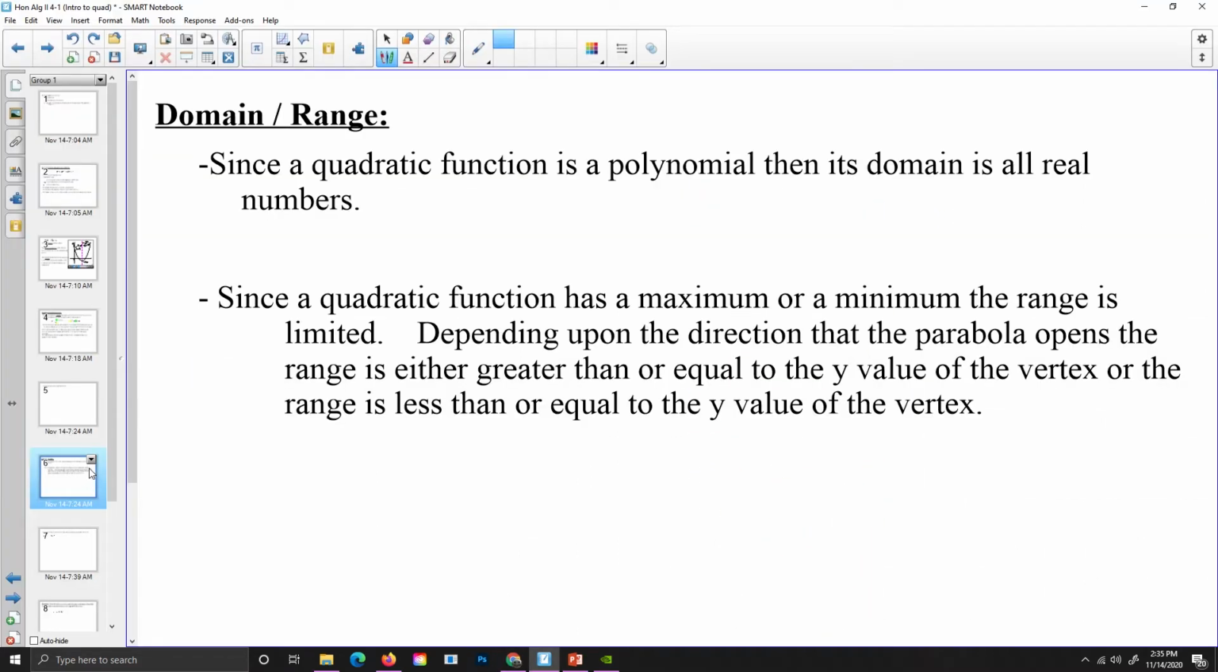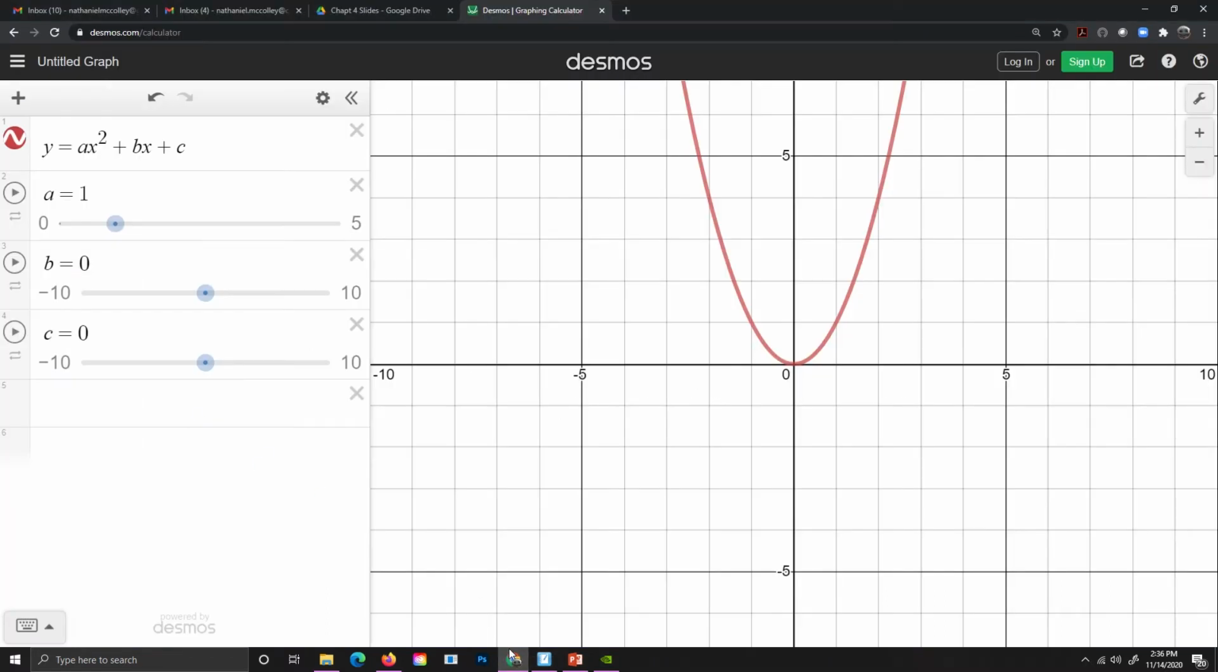Domain and range. Since a quadratic function is a polynomial, the domain is all real numbers. And we're going to, in a later section, define all polynomials' domains as all real numbers. But since it is a quadratic function, it has a maximum or minimum value. The range is limited. So depending on the direction that the parabola opens, the range is either greater than or equal to the y value of the vertex, or the range is less than or equal to the y value of the vertex. So let's go back to the demonstration.